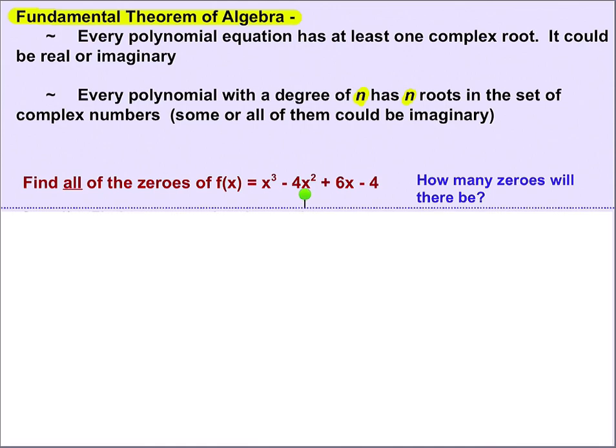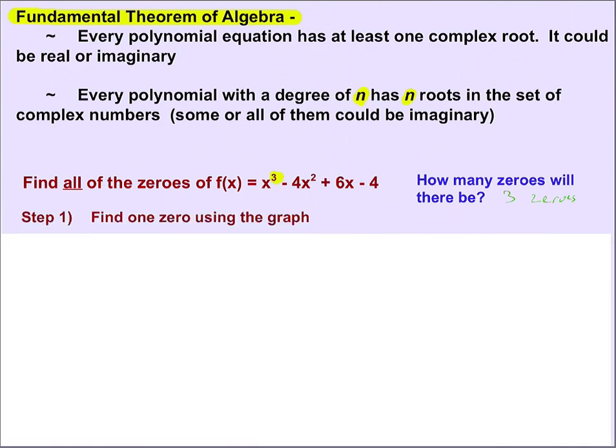So let's say you need to find all the zeros of f of x equals x cubed minus 4x squared plus 6x minus 4. The first thing you say to yourself is, how many zeros will there be? Since it is a cubic function, there will have to be 3 zeros. And we're going to find them all. Some of them might be real, some of them might be imaginary.